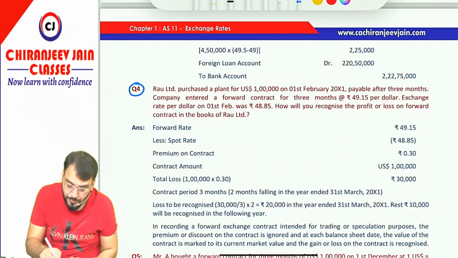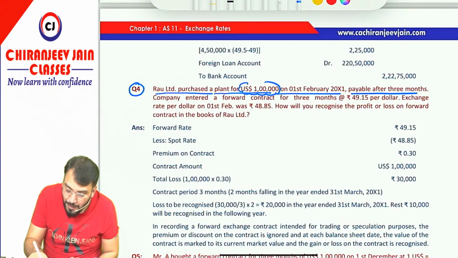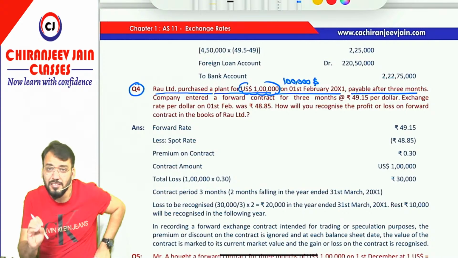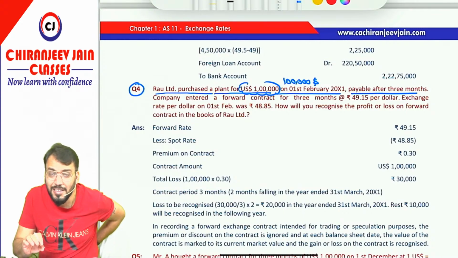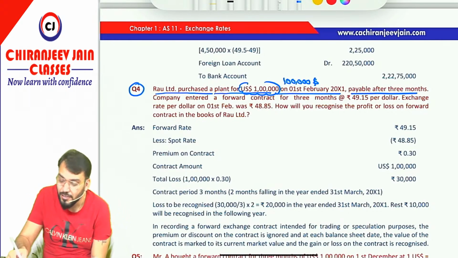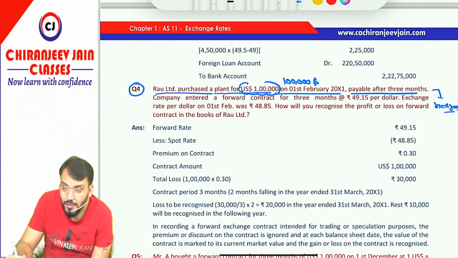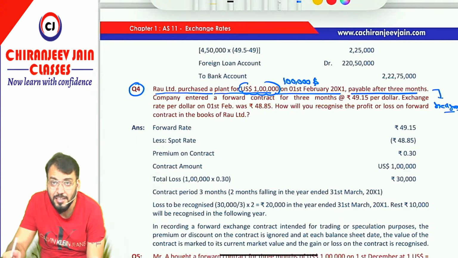So the first question is: Question number 4. Rao Limited purchased a plant for US dollar 1 lakh on 1st Feb 2001, payable after 3 months. It means you can see there is a liability to pay 1 lakh dollar. Now in any question, if there is any foreign currency payable or foreign currency receivable, it means it is a question of hedging. So the forward exchange contract has been entered for hedging purpose, for minimizing risk.